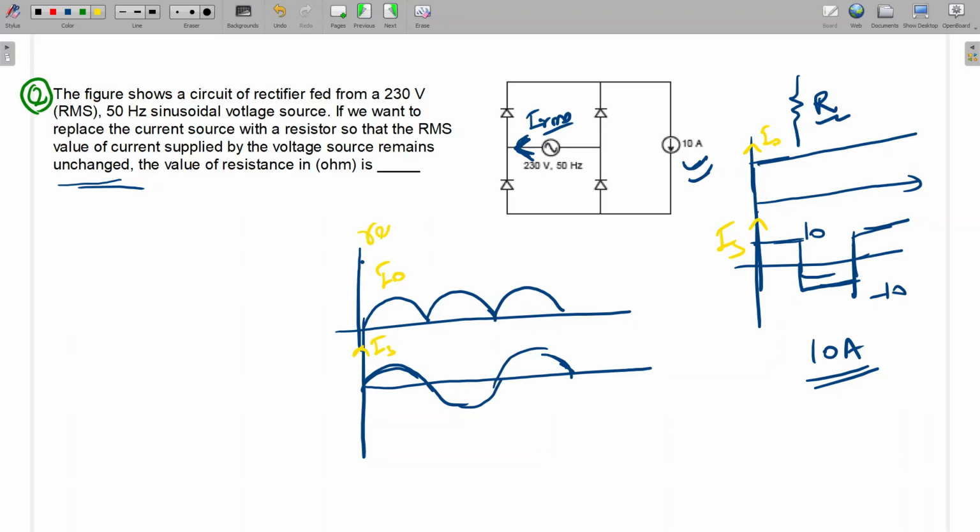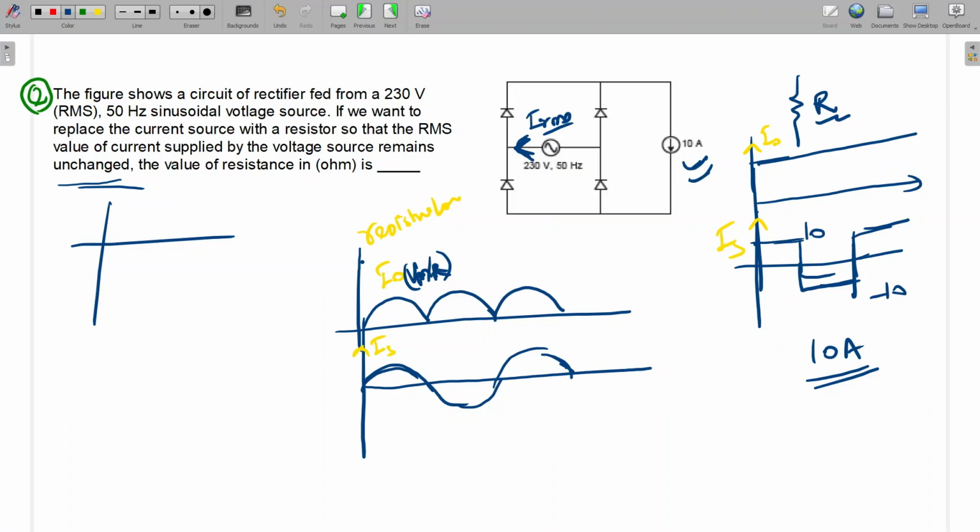In case of resistive load, this magnitude will be V naught by R. Peak will be V naught by R. No, not V naught by R. Vm sin omega t is the source voltage, no? So the output voltage will be like this. So Vm by R. Is it clear to all? Otherwise, I will explain again.